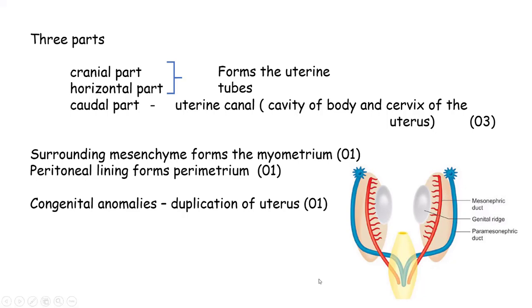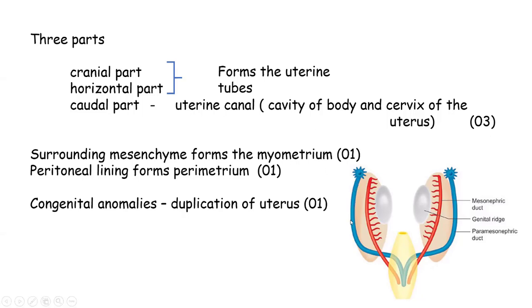Cranial part and the horizontal part, which is this part and this part, will form your tubes, obviously. And two caudal parts on either side unite in the middle to form the future uterus, uterine cavity, cavity of the body of the uterus and the cavity of the cervix of the uterus. And this is the tip that joins the posterior wall of the urogenital sinus, right?